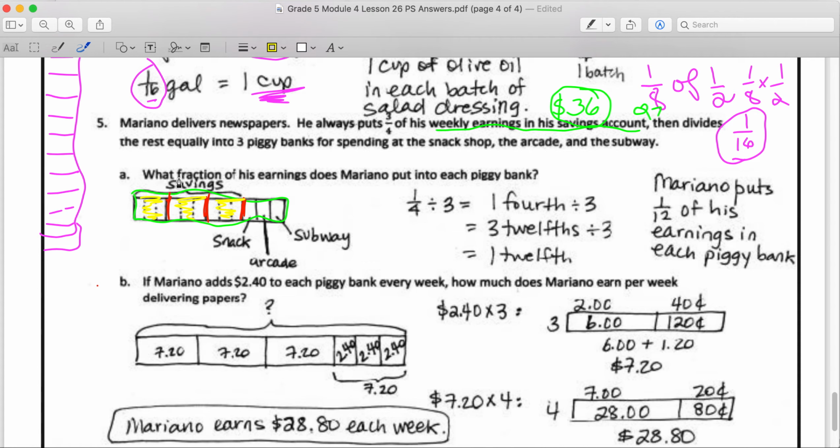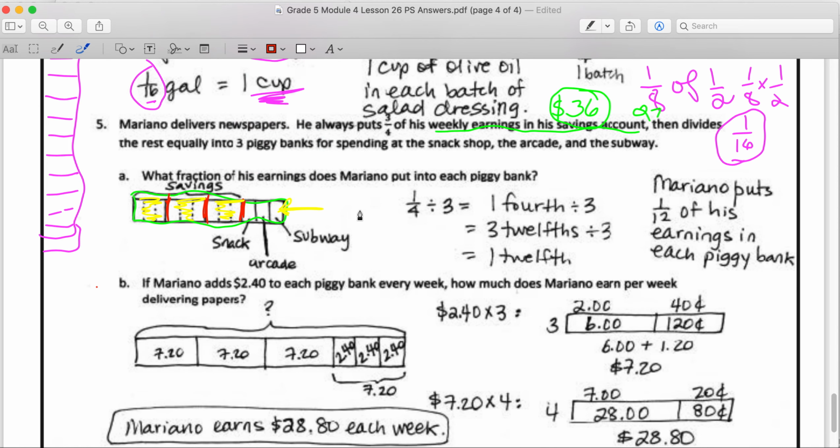Okay, it says what fraction of his earning does he put into each piggy bank? So that piece right there, 3 equal piggy banks. That one little piece is what? It's 1/12. Let's do that in red so you can see it. It's 1/12. Okay? Or you can think of it that this is 1/3 of 1/4. That one little piece is 1/3 of 1/4.